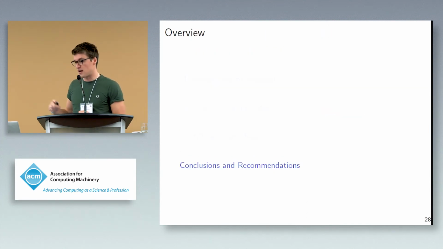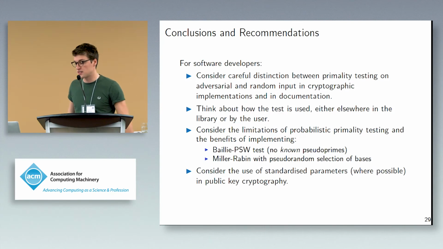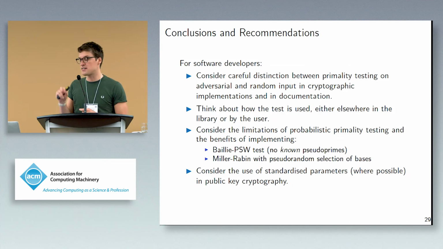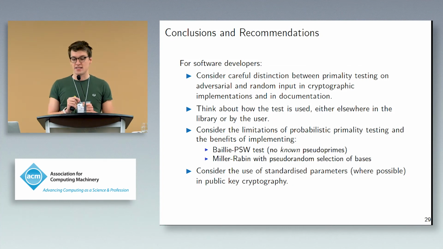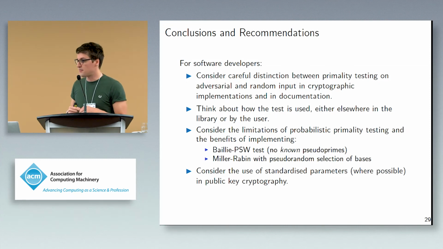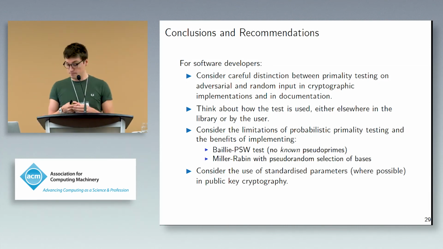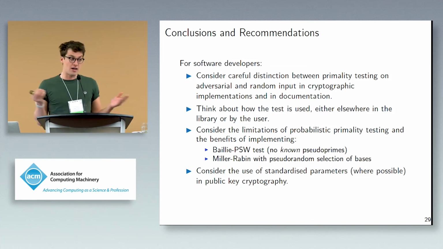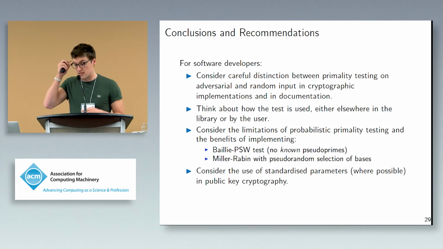Okay, so just to end things with some conclusions and recommendations. For software developers, we recommend that they consider carefully this distinction between primality testing on adversarial input and random input, and think about this in their cryptographic implementations and in their respective documentation. We want them to think about how their primality test is used, either elsewhere in the library, as we saw within OpenSSL, or by the end user themselves.